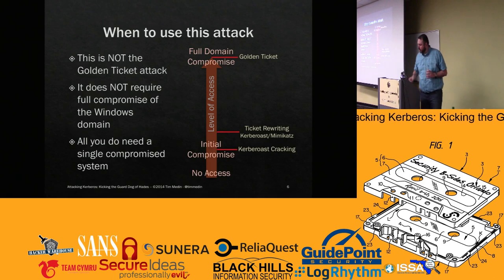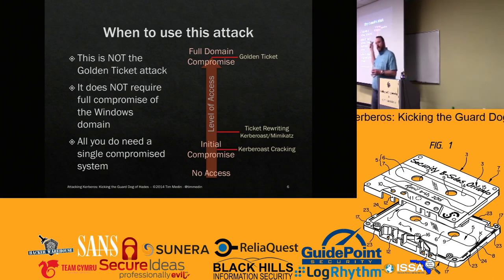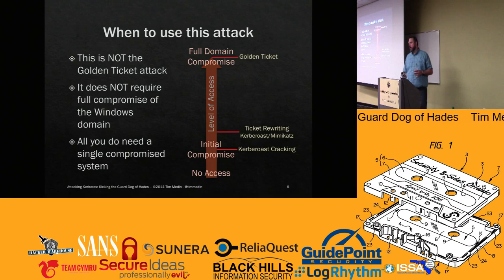So let's go a little bit into the backstory. We talked about the golden ticket. Golden ticket is cool, but in order for the golden ticket to work, I have to have a full domain compromise. I have to have control of the domain controller so I can get the password hash for the KRBTGT account. Once I have that, I can forge tickets for anybody. I can be anybody in your network. This, we're going to use a lot earlier in some sort of pen test.